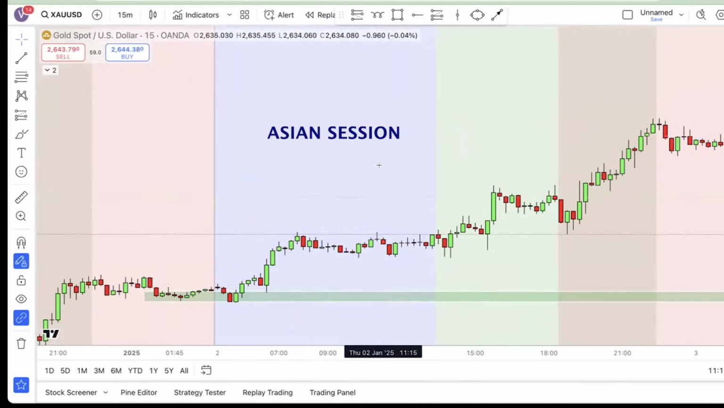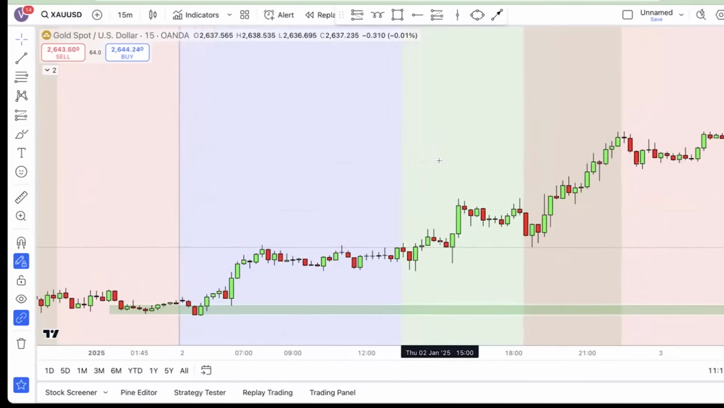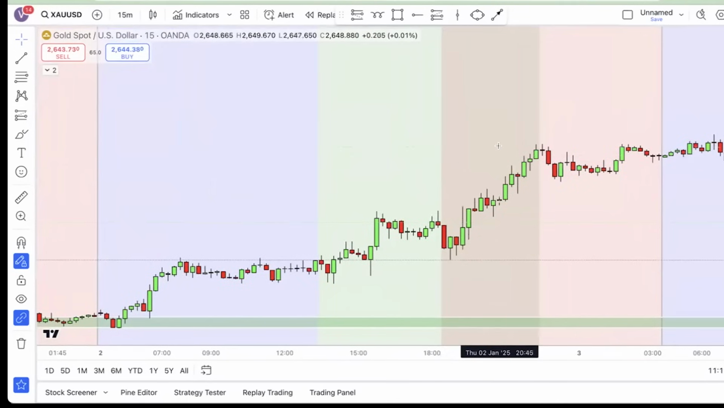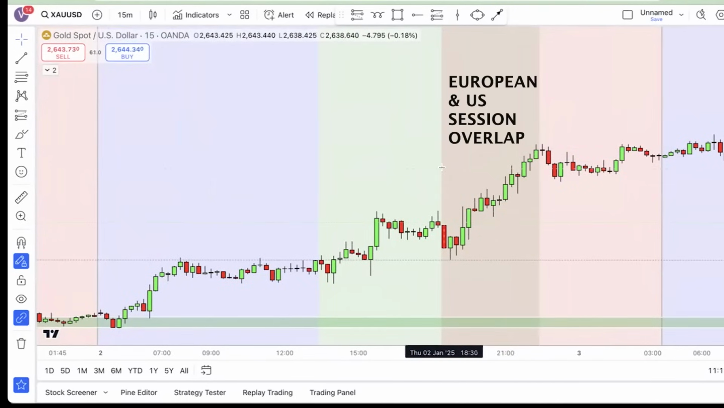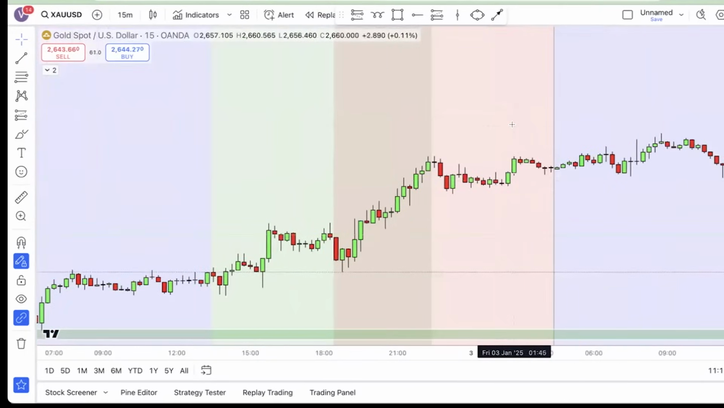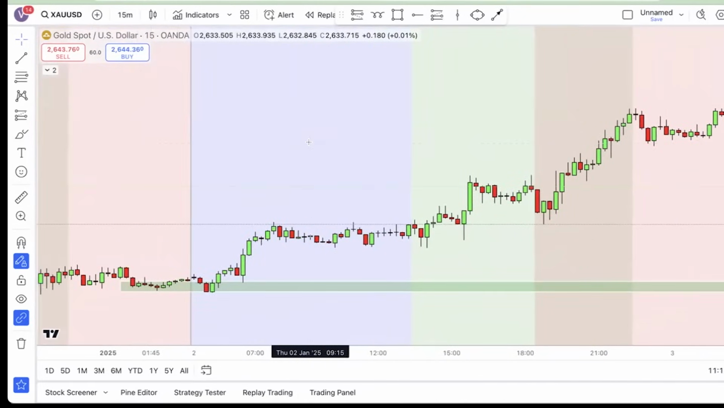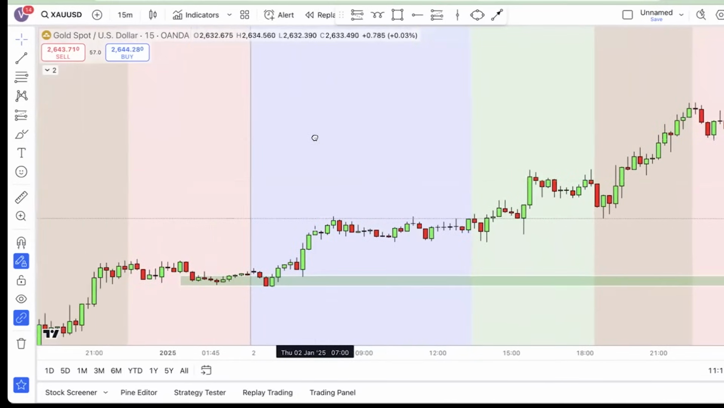That means this is where the Asian market traded. Green means that is where the European market traded. And when there is a dark brown, that means the European market and US market overlap, because the US market opened around 6:30 Indian time here, and after that light brown means it's only the US market. So that is what this color code will tell you, which market opened at what time. So Asian session is a blue color.